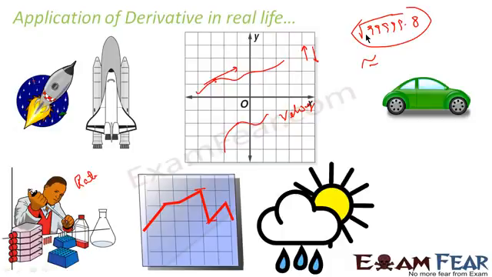So maxima and minima we use, rate of change we use, to find the slope we use, and to find approximate value we use. Also, if you have a curve and you want to find the tangent and the equation of normal, for all these things we can use derivative. We'll explain all these things one by one.